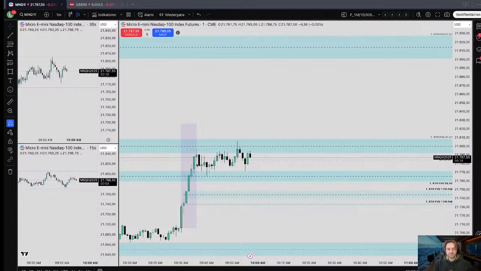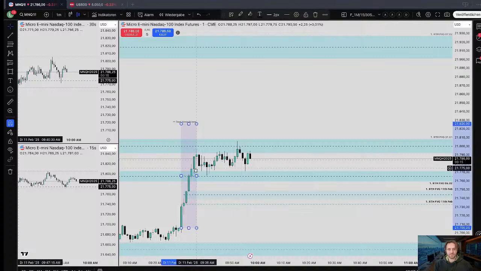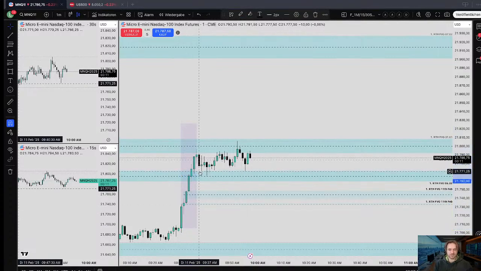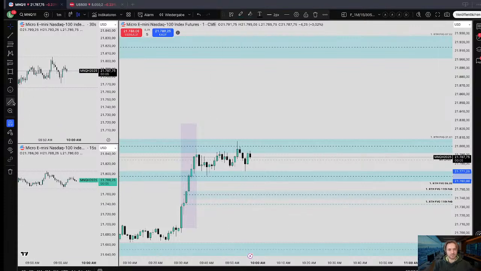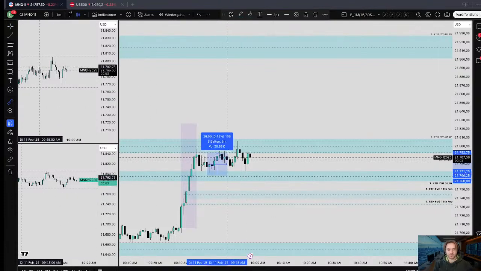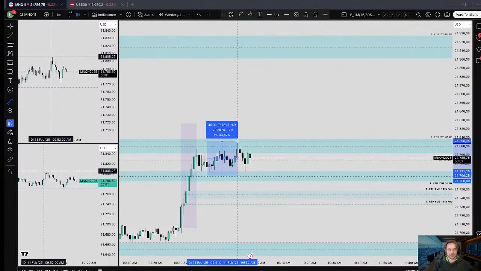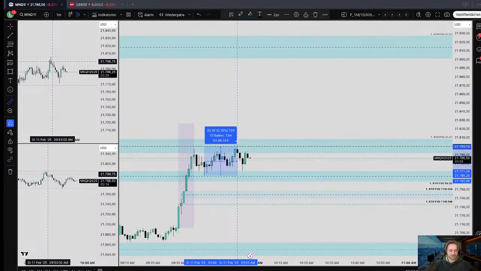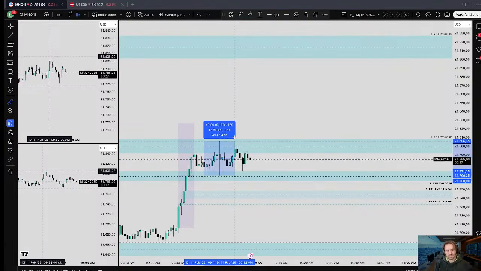Man, this is consolidating here. Only the opening was a lag, and right now it's just being within a range. How much is this? Let me see. It's just a range of 40 points. There we go, 40 points. Man.